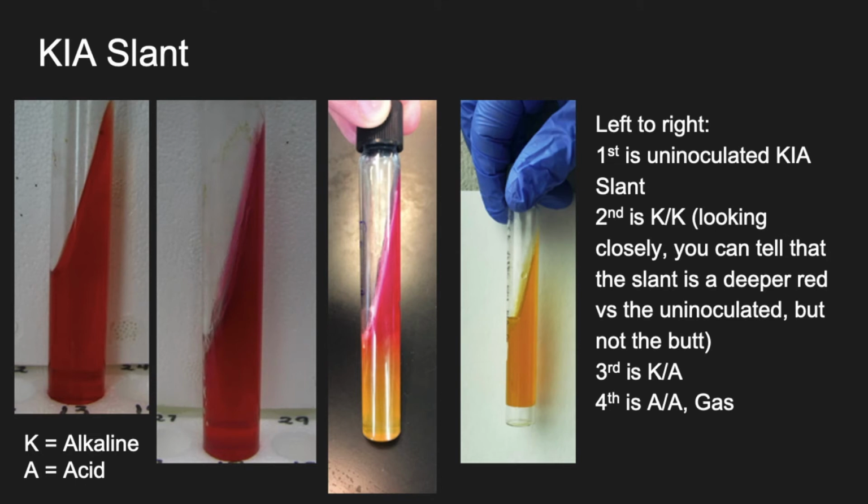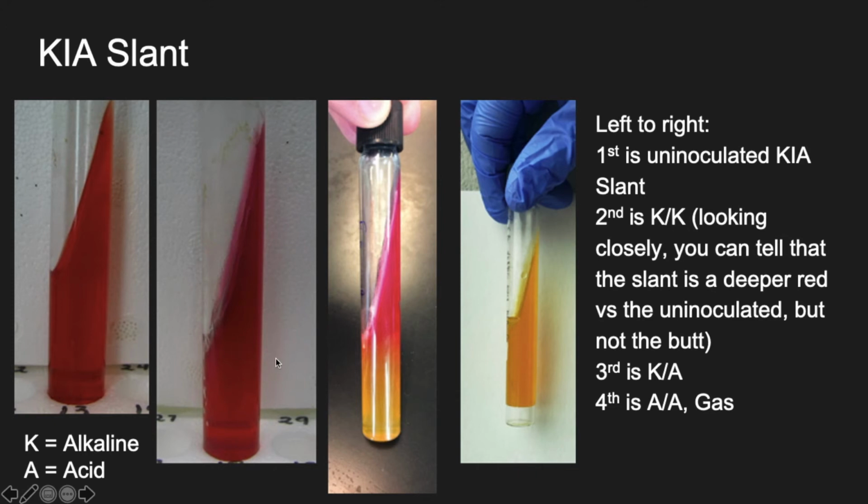Okay. The second one from the left, you can label that one as K over K. The way that you label these tubes is you look at the slant first and you say, is it red or is it yellow? Red is alkaline, or K. Yellow is acidic, or A. So what you do to label these tubes is you look at the slant. That's what the first K is in that second tube. So it's K divided by K.